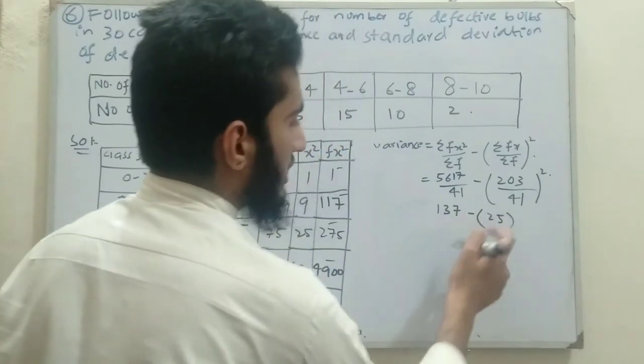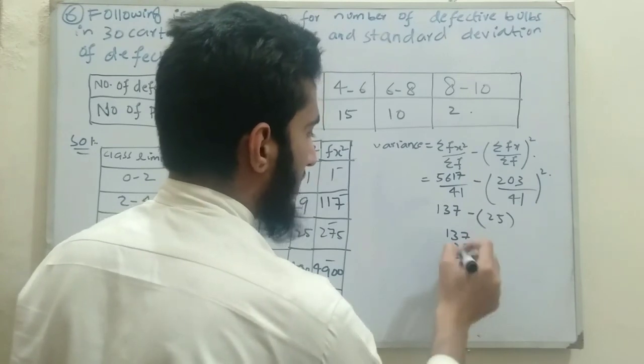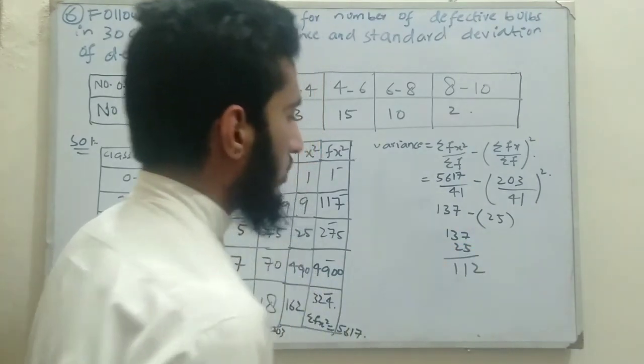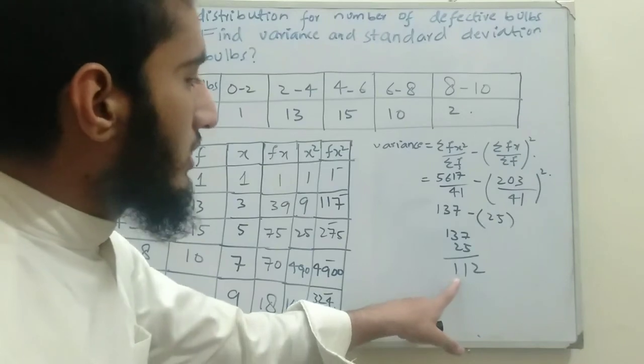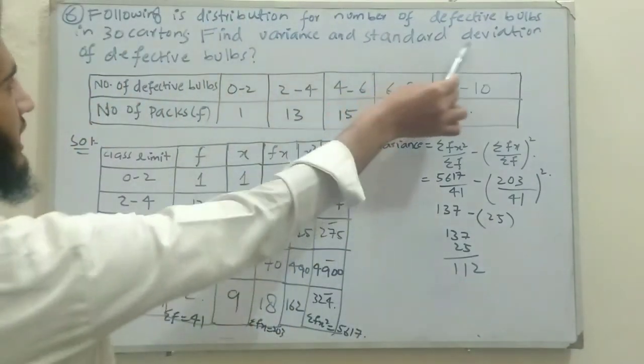Now subtract 137 minus 25. So 7 minus 5 is 2, 3 minus 2 is 1, and here is 1. So the variance is 112. Now we are going to find the standard deviation.